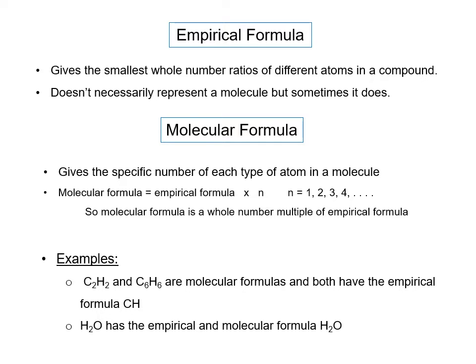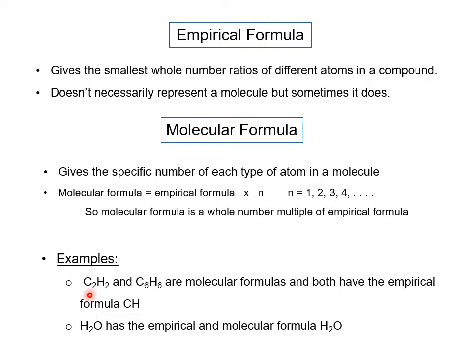Molecular formulas give the specific number of each type of atom that's present in that molecule. Molecular formula is equal to the empirical formula times a whole number n. So the molecular formula is a whole number multiple of the empirical formula. So let's go ahead and look at some examples.